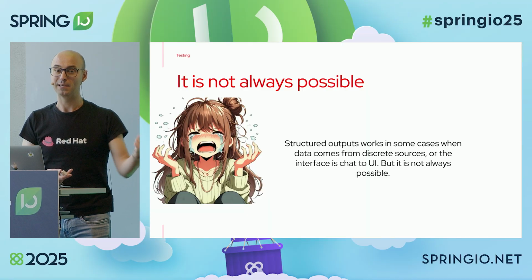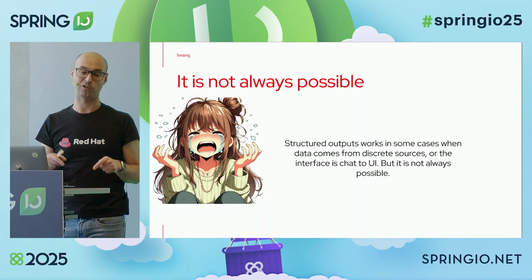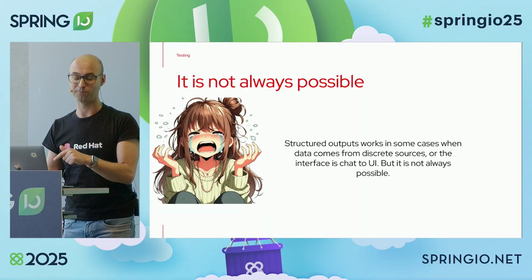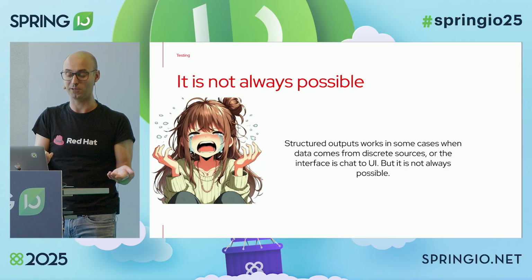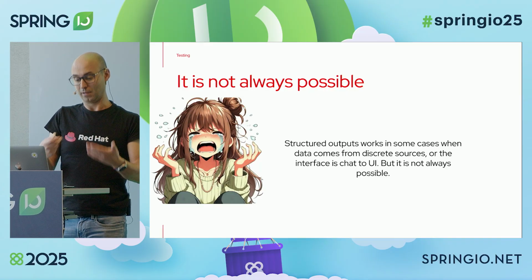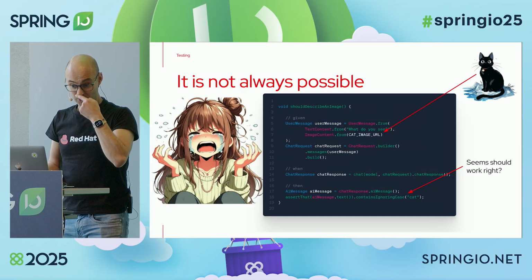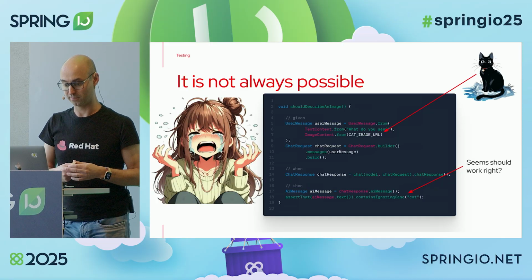And the second problem is that maybe the content of the JSON is also non-deterministic. So maybe you've got a structured output, but the content of the output is non-deterministic. Again, it's a problem. So here you can see an example of this.